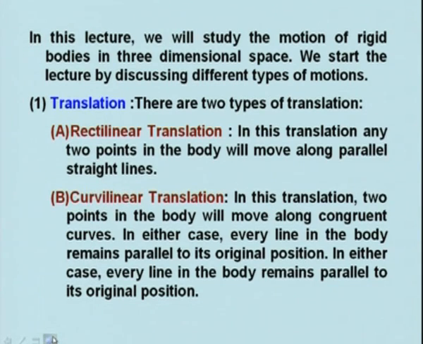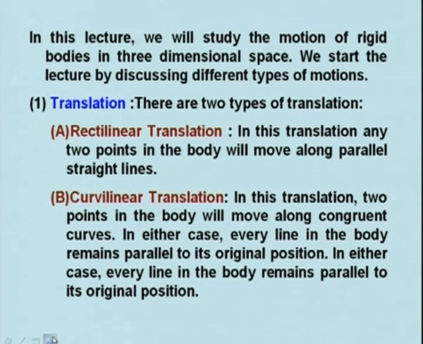One is the rectilinear translation, in which any two points in the body will move along parallel straight lines. And suppose there is a line in the body, that line remains parallel to itself. So naturally in translation, angular velocity is 0. In rectilinear translation, the two points move along parallel straight lines, that is, they have to move in a straight line.